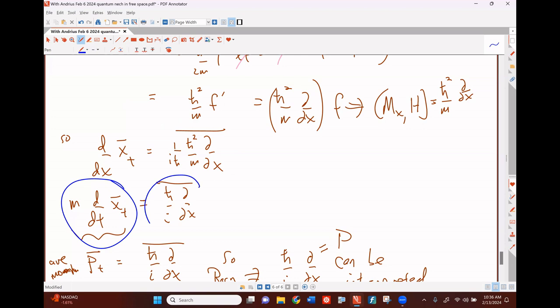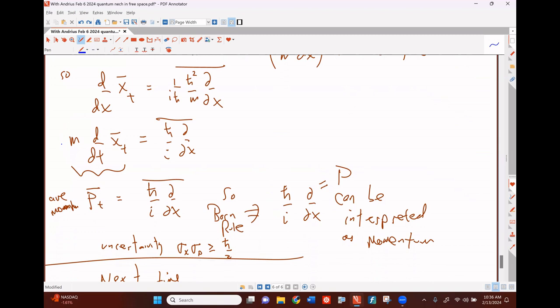And so that tells you that if you call this operator P, then because of the Born rule, this operator must be associated with momentum. And the mass came in because of Schrodinger's equation, right? Because of the kinematics.